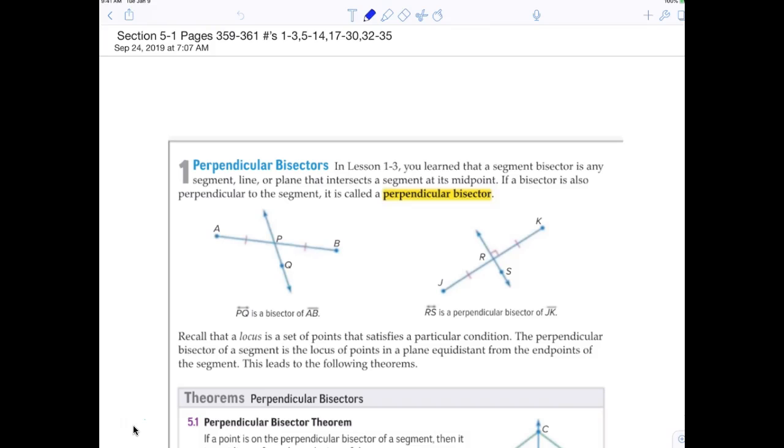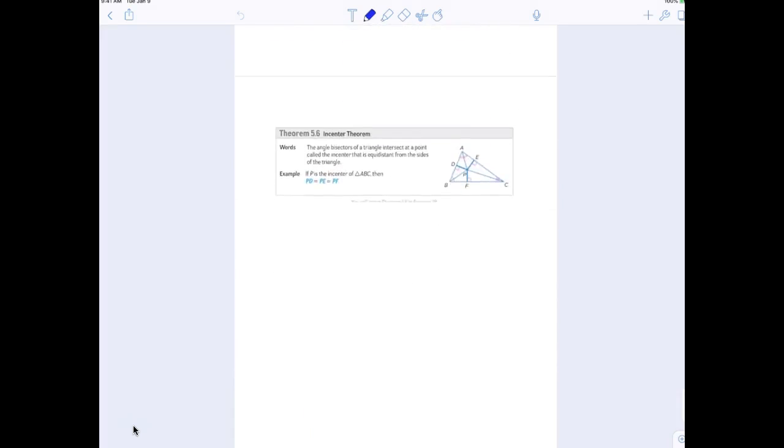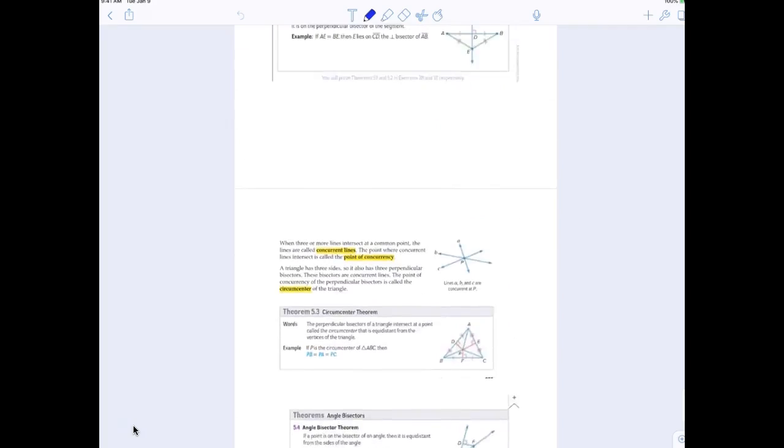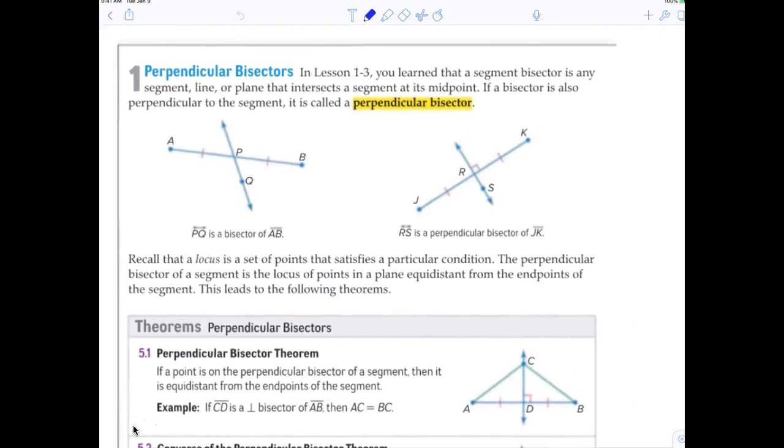So today we're going to talk about a lot of different things. Instead of going through it all, I just went ahead and cut them out of the chapter, and we'll look through the highlighted parts. The first thing it says is the perpendicular bisector. You learned that a segment bisector is any segment, line, or plane that intersects a segment at its midpoint. If a bisector is also perpendicular to the segment, it is called the perpendicular bisector.